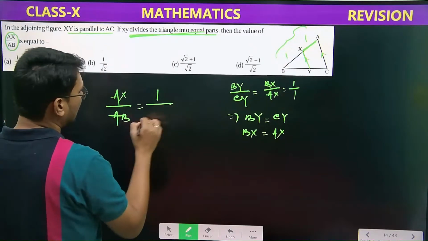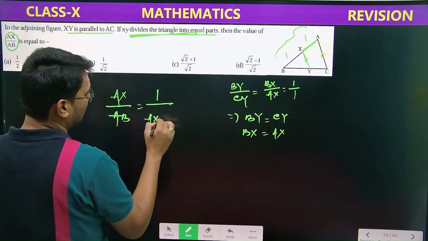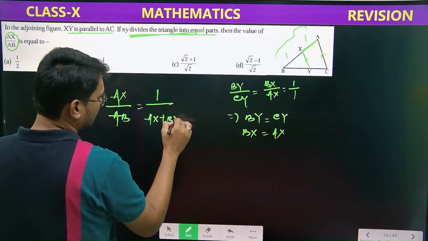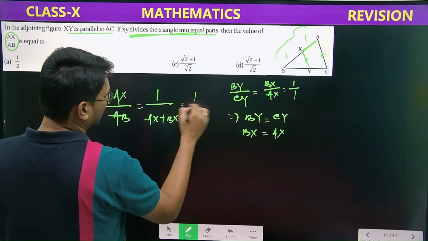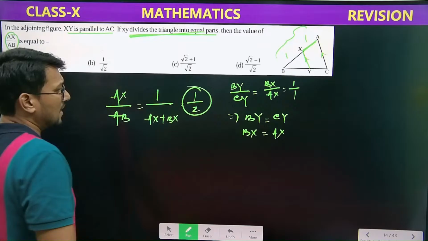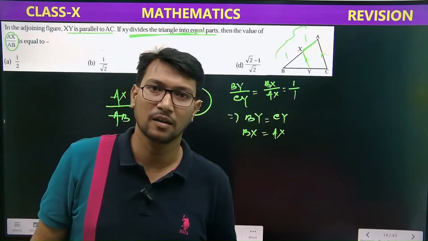Hence बच्चों, AX by AB, check करो. AX तो one part है. AB क्या है? AX plus BX. This is also 1, that is 1/2. So the answer is 1/2. Clear, everyone?